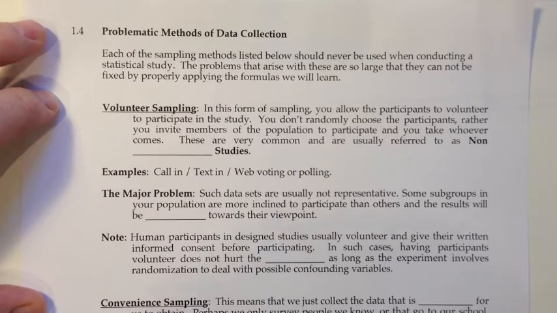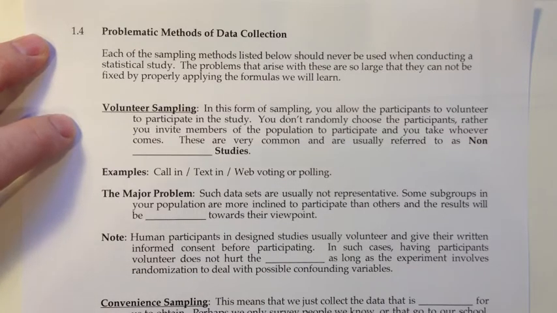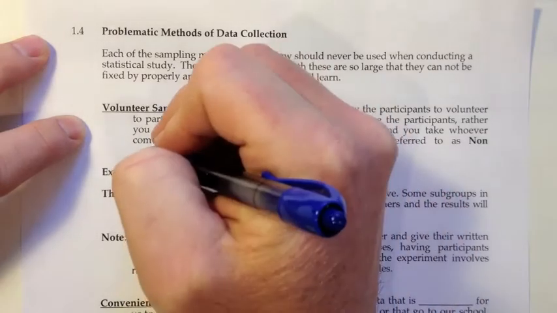So these are methods that if you see that they were used in a study, you want to disregard the results of those studies. The first one we'll talk about is very common. It's referred to as volunteer sampling. In this form of sampling, you allow the participants to volunteer to participate in the study, and you don't randomly choose the participants. Rather, you invite members of the population to participate, and then you take whoever comes. These are very common, and they're usually referred to as non-scientific studies.